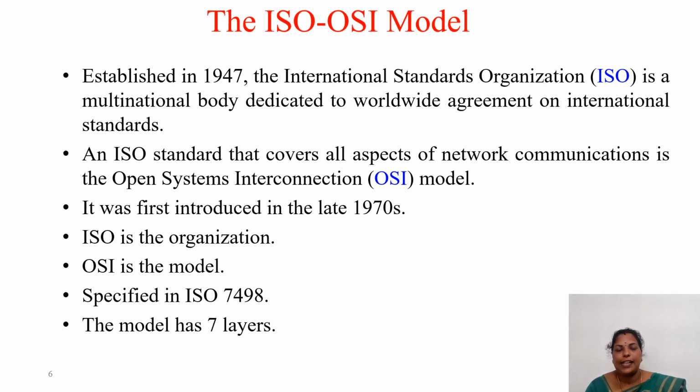And this ISO-OSI model is specified in ISO 7498. So it is a standard model. For any standard model, there is some numbering. Say for example, you have a unique identity number. Each and everyone has a roll number. The same number is not given to more than one person. Each and everyone has a unique number. Likewise, each and every model in the standards has its own unique number. So ISO 7498 is for the ISO-OSI model, and this model has 7 layers.